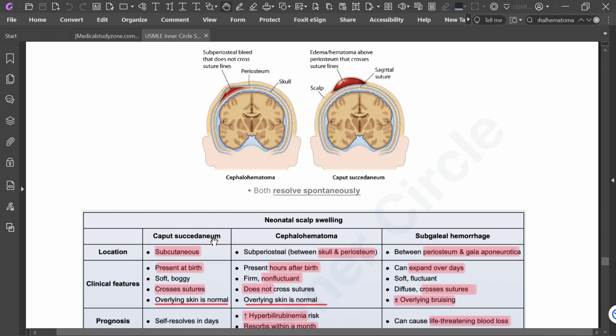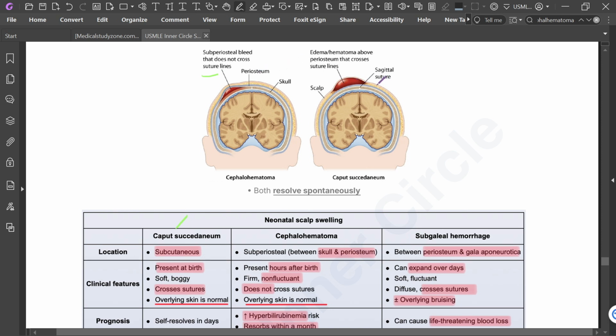Caput succedaneum, remember, is subcutaneous. And cephalhematoma is subperiosteal, between the skull and the periosteum. This is the periosteum, this is the skull. So it is a subperiosteal bleed that does not cross the suture line.